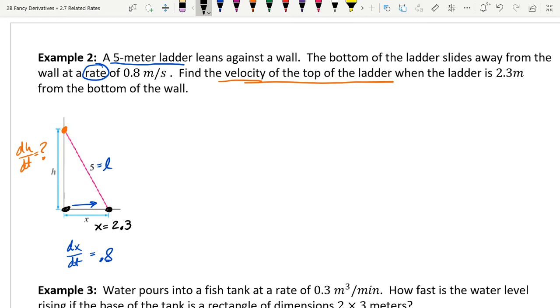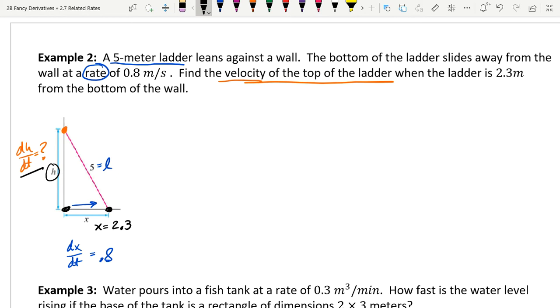They should say when the bottom of the ladder is 2.3 meters away from the bottom of the wall, but we'll assume that that's x. Cool? There's my setup. Knowing this, what is going to be true about dh/dt? Is it going to be positive or negative? Hopefully you recognize it's going to be negative because it's falling down. The height is getting smaller and smaller. If it's decreasing, it's negative.